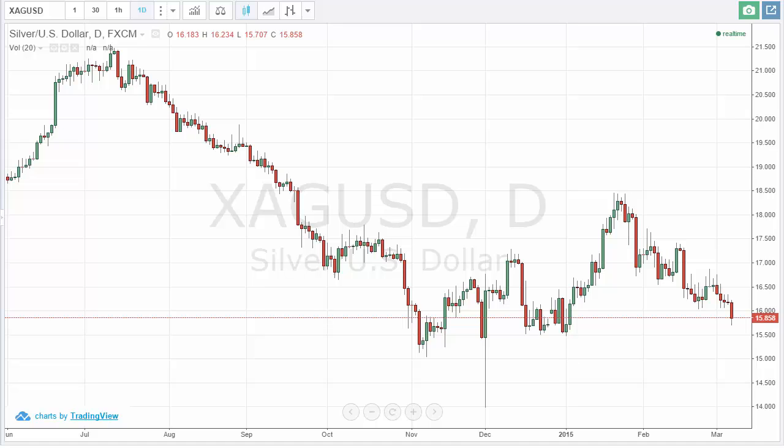Silver markets fell a bit during the week as we broke below the $16 level on Friday finally. There is a significant amount of support down at 15.5 and 15, so really we're not too keen on selling or buying puts quite yet.